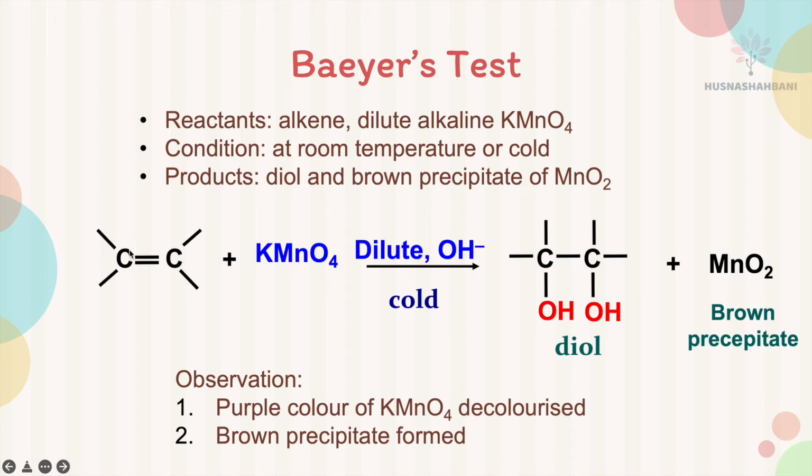If you use Baeyer's test for alkane, there will be no reaction here, no observable change. For observation, purple color of KMnO4 remains unchanged if you use Baeyer's test for alkane. But for alkene, purple color KMnO4 decolorized, brown precipitate forms.